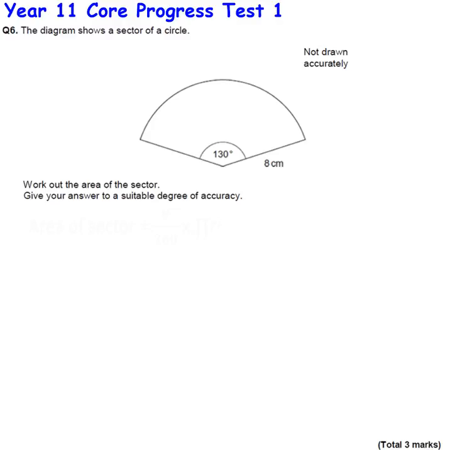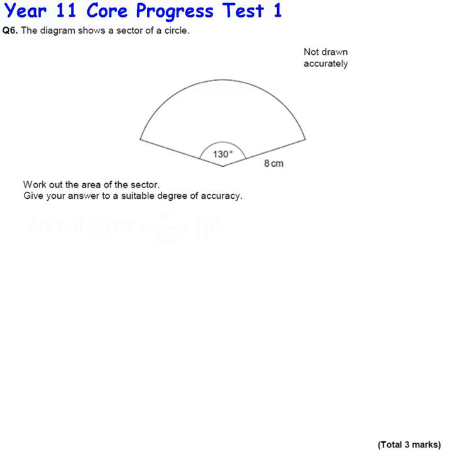Welcome to question 6 on the Year 11 Core Progress Test 1. Now question 6 is all about finding the area of a sector. The question shows us a diagram which has a sector with an angle of 130 degrees and a radius of 8 centimeters. We need to work out the area of the sector and give our answer to a suitable degree of accuracy.